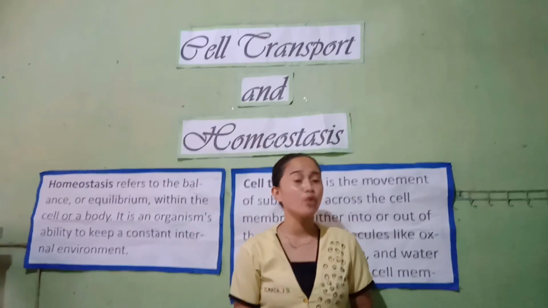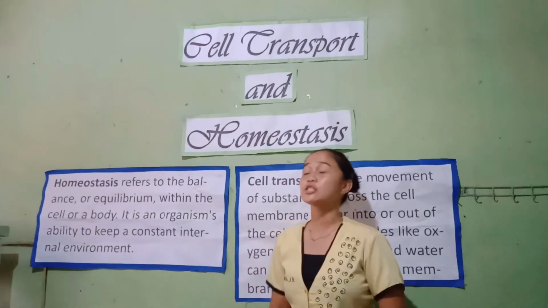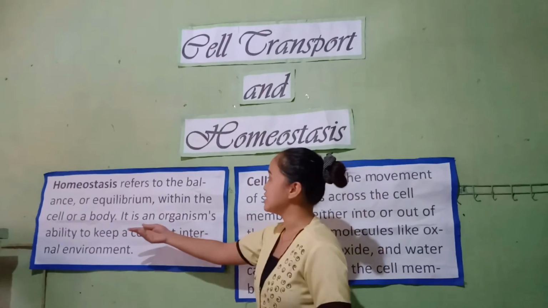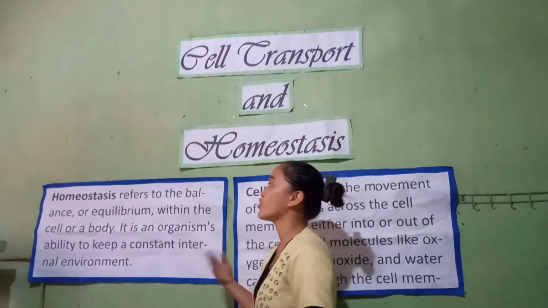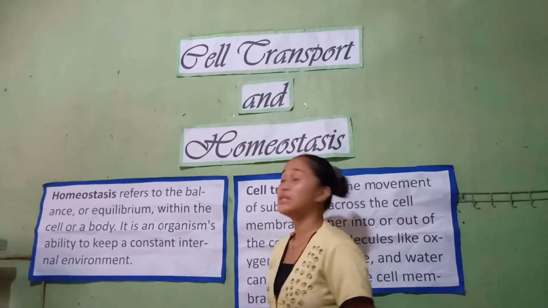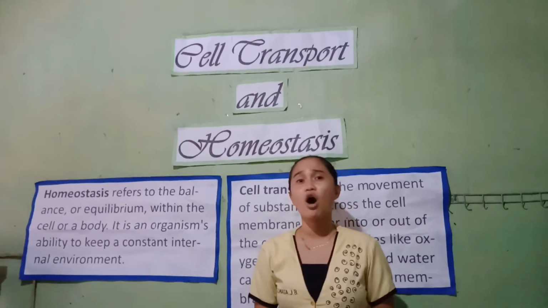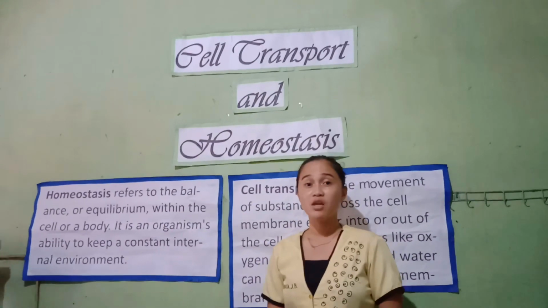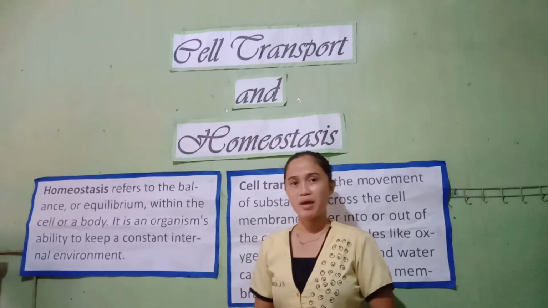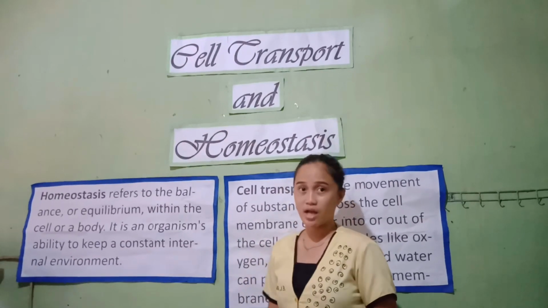Are you familiar with the word homeostasis? In another term, it is stability. Homeostasis refers to the balance or equilibrium within the cell or a body. It is an organism's ability to keep a constant internal environment. Keeping a constant internal environment requires constant adjustment as the conditions change inside and outside the cell.